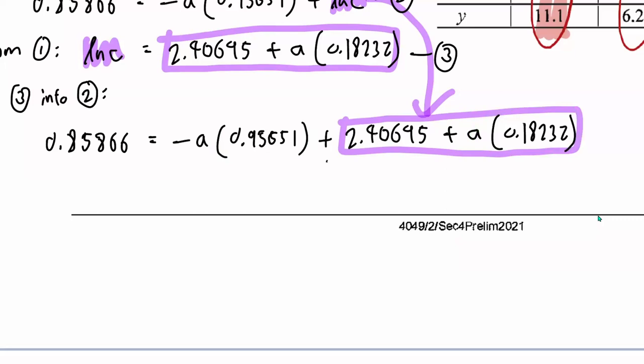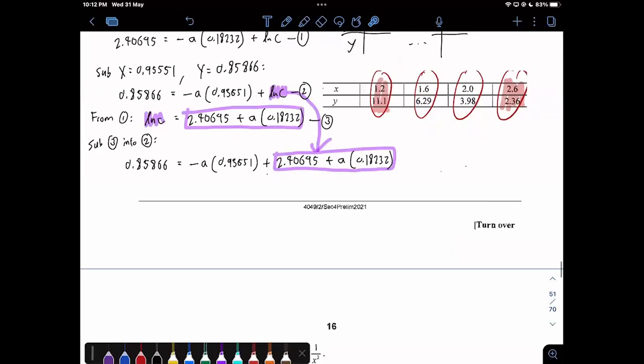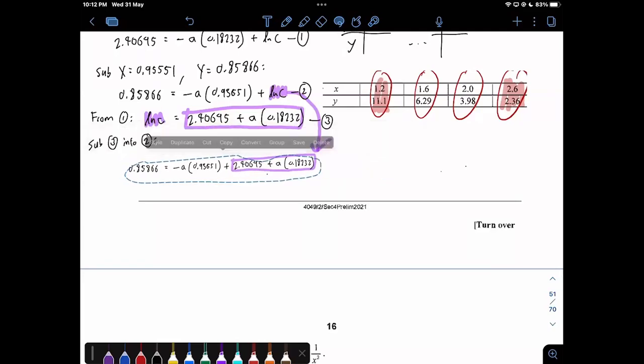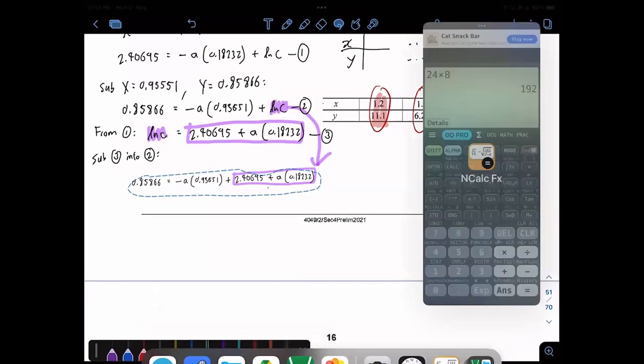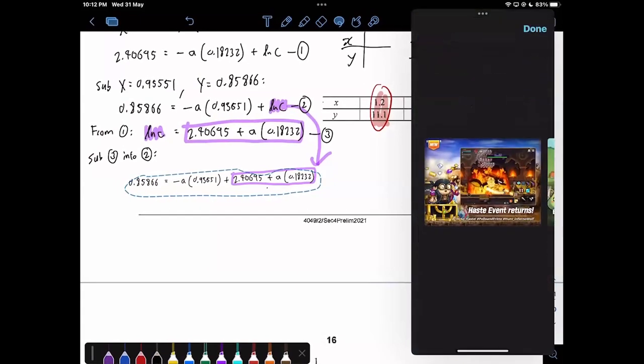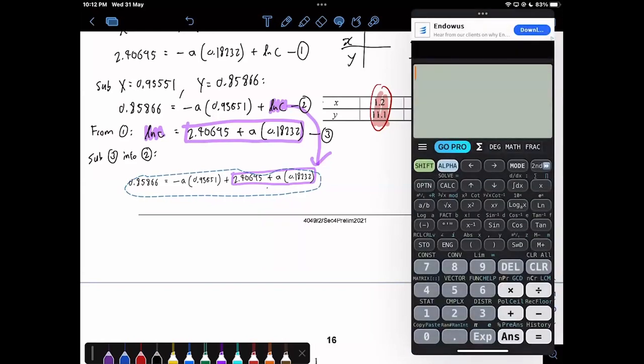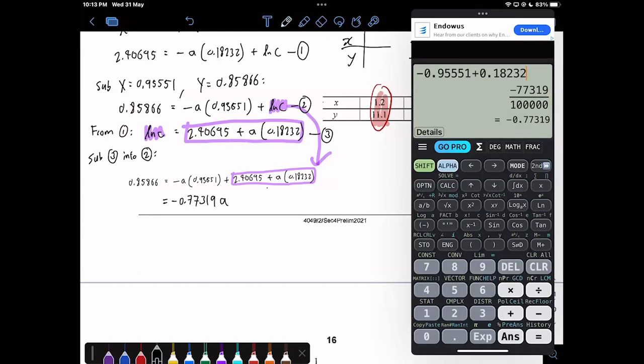Let me show the calculator so it's a bit more convincing. Shrink it down, bring out the calculator. Where's my calculator? Oops. Go away. I want my calculator. Okay, good. So the coefficient of A: negative 0.95551 plus 0.18232. Add together, I get negative 0.77319A. And the constant over there, bring it over.